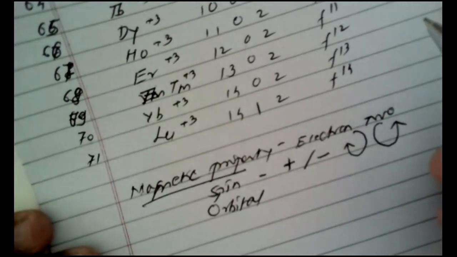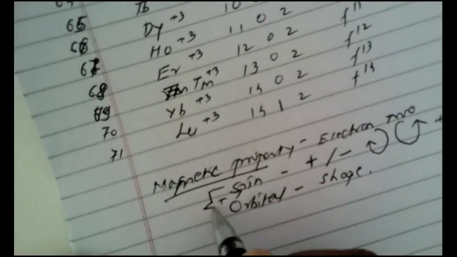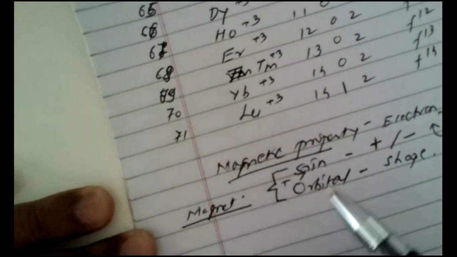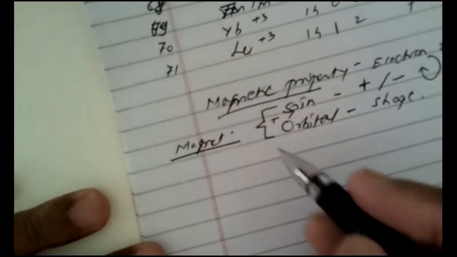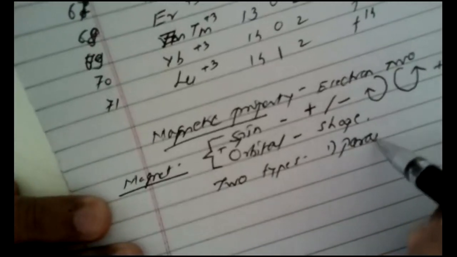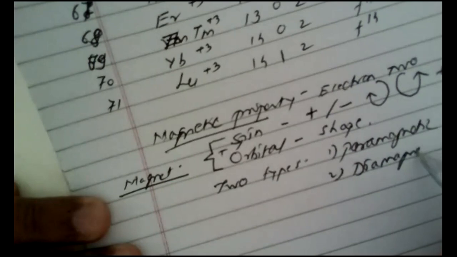counterclockwise or anti-clockwise sense. So normally it is shown as +½ or -½ sign. So these signs are indicative of the spinning of electron in a clockwise or anti-clockwise sense. While the orbital motion of an electron gives the shape of orbitals. So due to the combined effect of these two motions, every electron acts as a small magnet and possesses magnetic moment. There are majorly two types of magnetic behavior exhibited by all these elements. One is known as paramagnetic and another is known as diamagnetic.